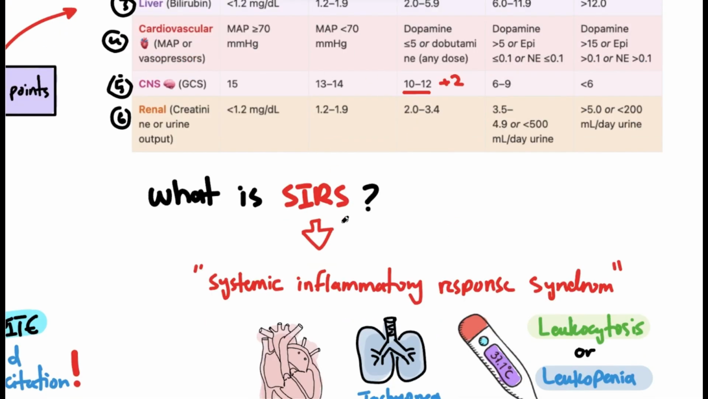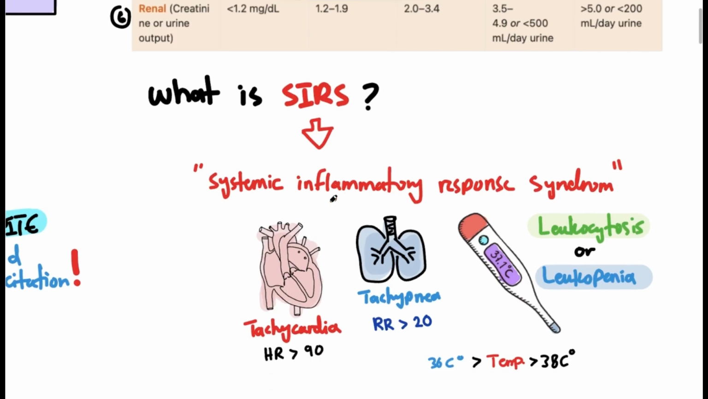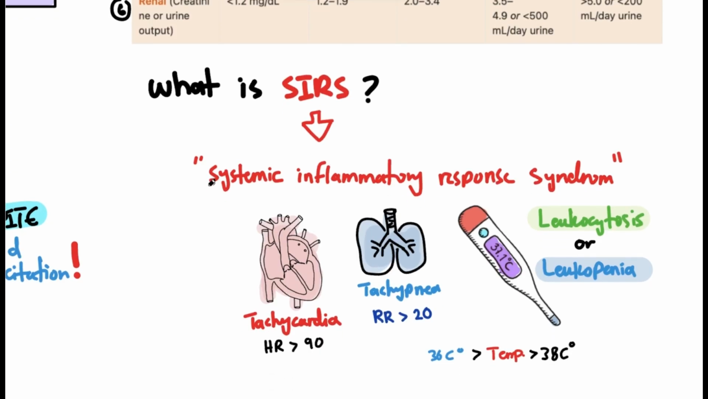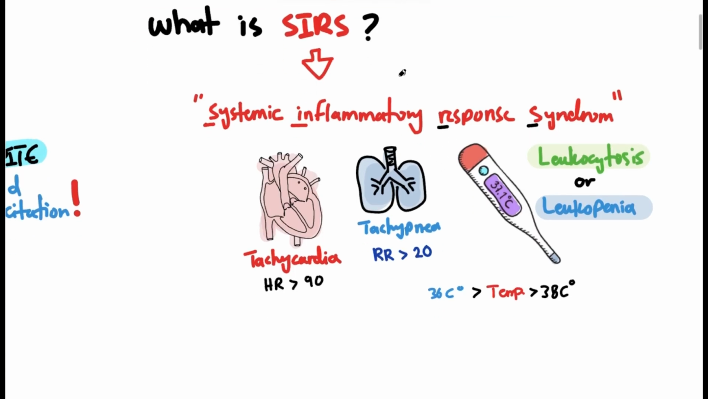Now, if we look at the past criteria, we had SIRS. And SIRS stands for Systemic Inflammatory Response Syndrome. And the parameters are much simpler than that of SOFA. It's tachycardia with a heart rate more than 90, tachypnea with a respiratory rate more than 20, temperature, it could be hyperthermia or hypothermia, leukocytosis, or leukopenia.